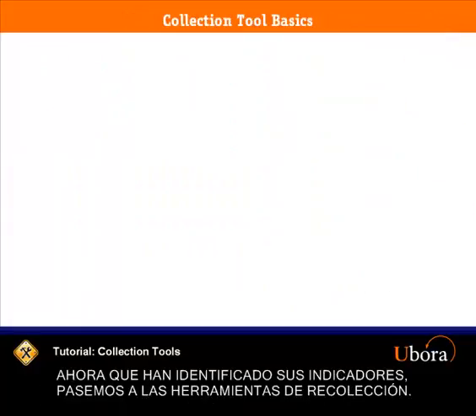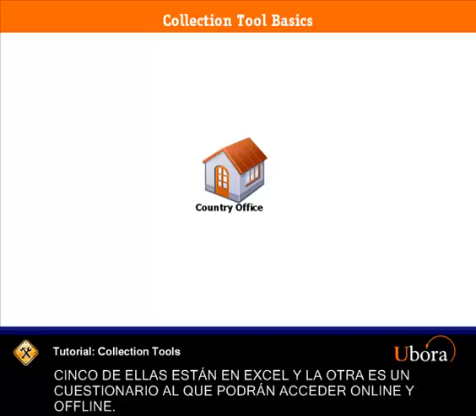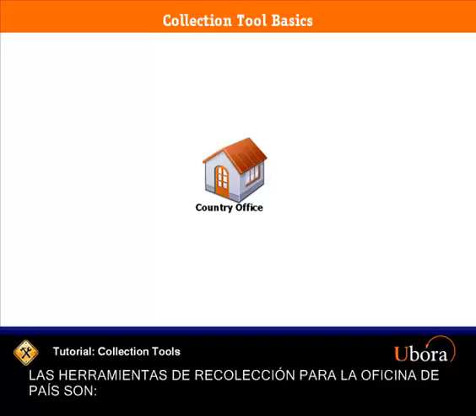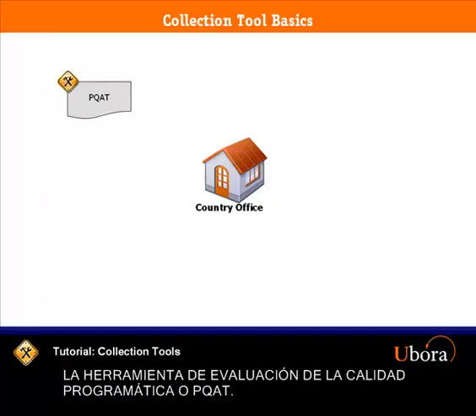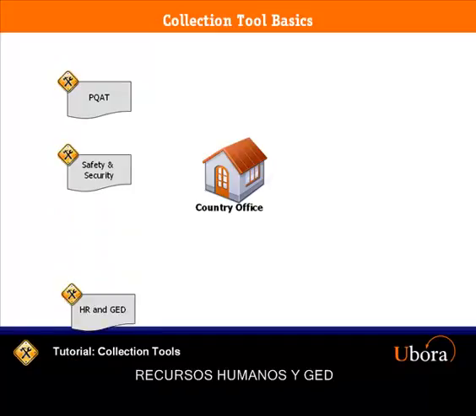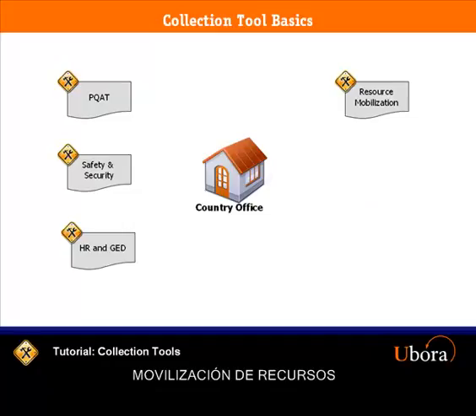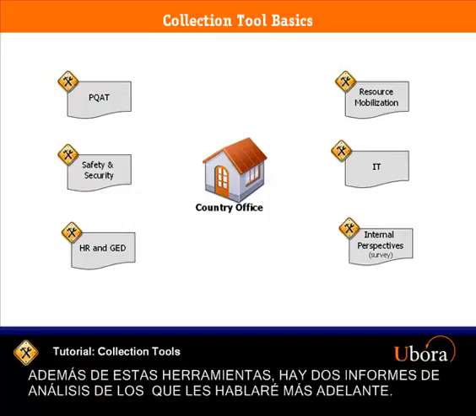Now that you have identified your indicators, what about the collection tools? There are a total of 6 tools for country offices to use to submit their Ubora data. 5 tools are in Excel, and 1 tool is a survey that will be made available online and offline. The country office collection tools are the Program Quality Assessment Tool, or the PQAT, Safety and Security, Human Resources and GED, Resource Mobilization, IT, and Internal Perspectives. In addition to these tools, there are a couple of analysis reports, which I will talk about later.